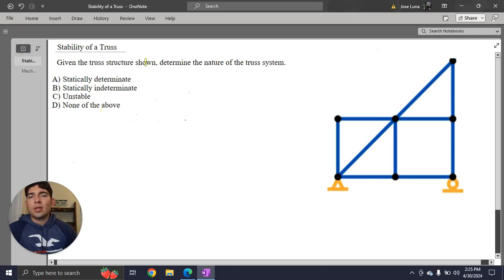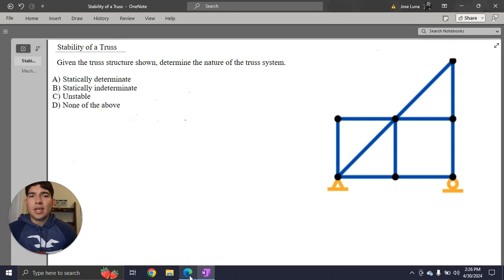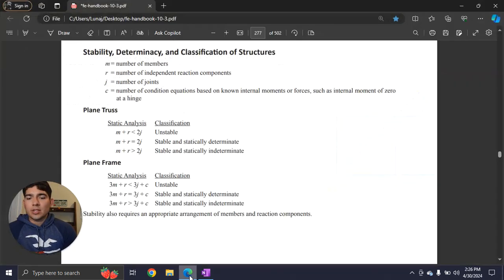Today we're going to be doing a structural engineering problem for your FE review. In this case, we are looking at the stability of a truss. We're given a truss structure and we need to determine if it's statically determinate, statically indeterminate, unstable, or none of the above. So when you see a problem like this on the FE exam, make sure that you go to your FE reference manual. In this case, it's going to be page 271.